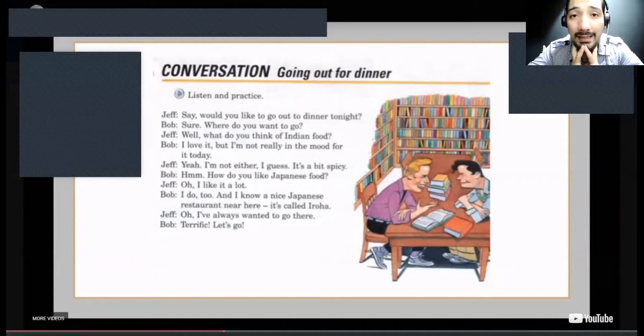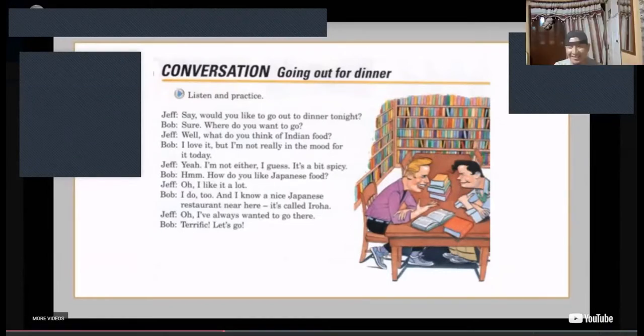Al agregarle ed, solo voy a agregar el sonido t al final del verbo. Entonces digo fixed, missed, kissed. Ahí está el pollito repitiendo. Perfecto. Kissed. Okay, good. Esa es la primera regla.